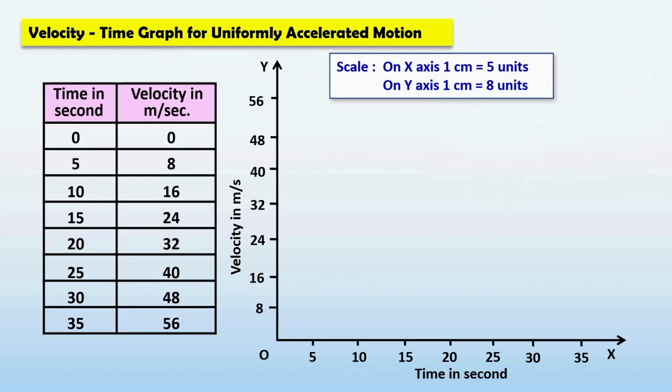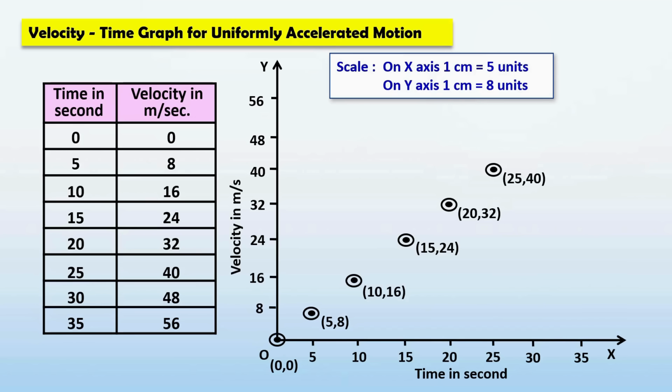The first point is 0 seconds and 0 meters per second. The second point is 5 seconds and 8 meters per second. The third point is 10 seconds and 16 meters per second. The next points are 15 seconds and 24 meters per second, 20 seconds and 32 meters per second, 25 seconds and 40 meters per second, 30 seconds and 48 meters per second, and finally 35 seconds and 56 meters per second. After plotting all these points, join them together.